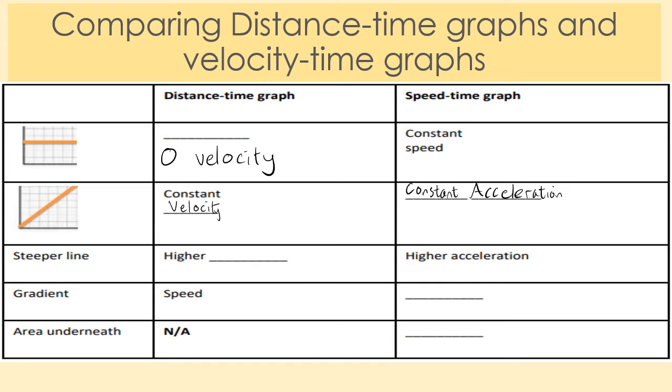Now, on our velocity time graphs, if we have a steeper line, that tells us we have a higher velocity. The steeper this line is going up, the higher the velocity. On a speed time graph or velocity time graph, it is a higher acceleration. On a distance time graph, our gradient equals our speed, and on a velocity time graph, our gradient equals our acceleration.